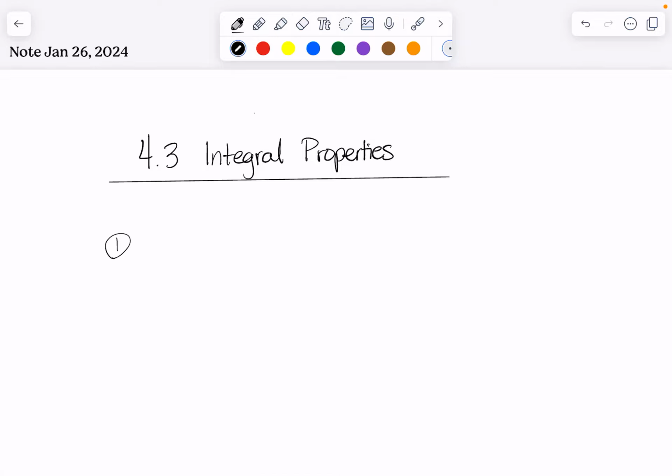Hello, welcome to this video on integral properties. I'm going to go through about 6 of them. A lot of them are in your textbook. One is, I think, not in the textbook, but it's something I want to show you just to be aware of. And I'm not really going to take much time to prove them.